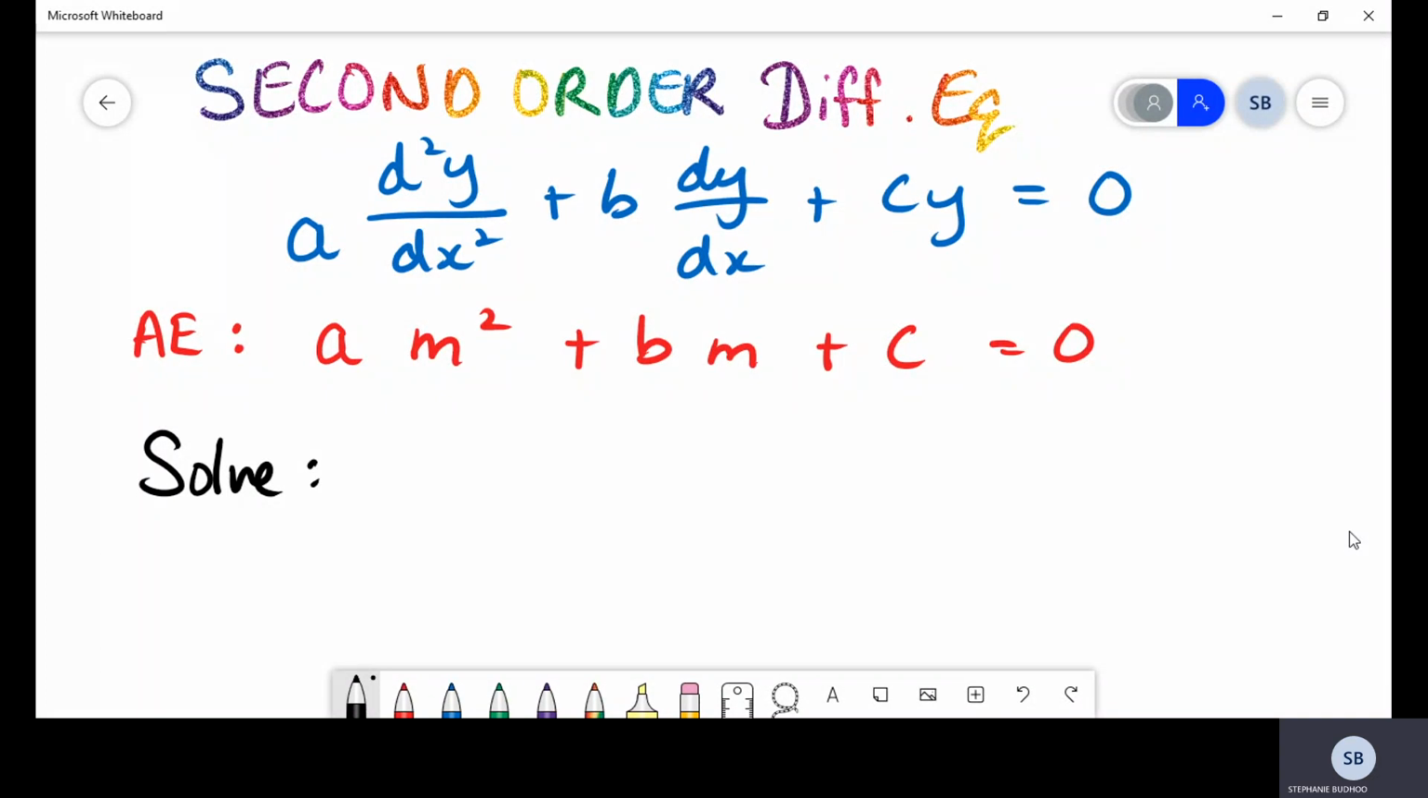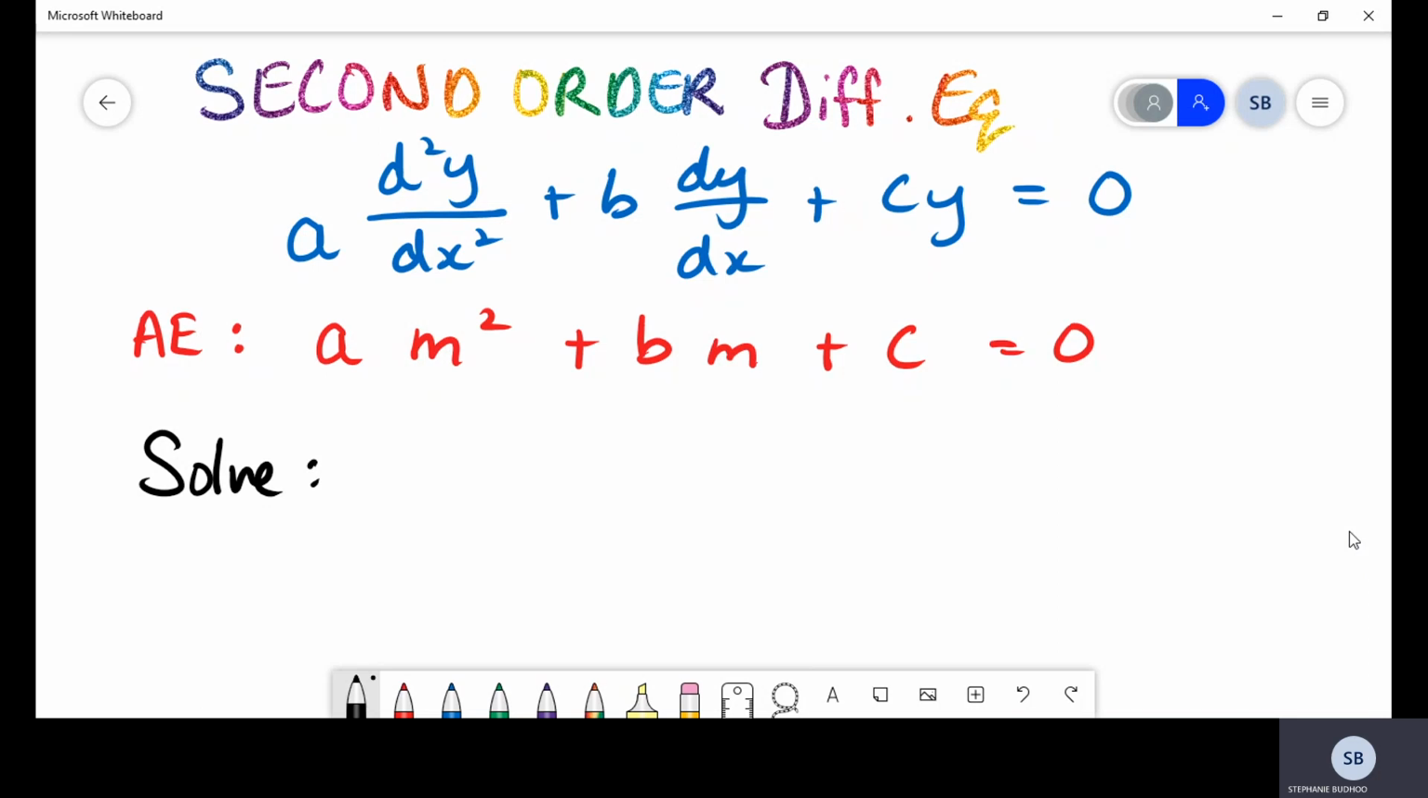Hi guys, welcome back to another session on second order differential equations. So today we are actually going to get into solving real second order differential equations. And we're going to be looking at an example where the roots are real and distinctly different.